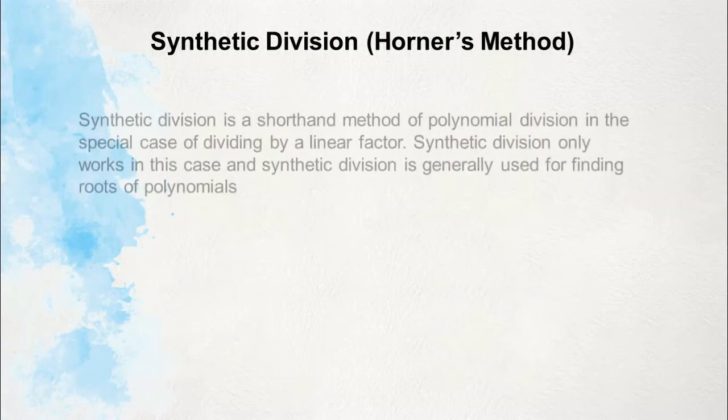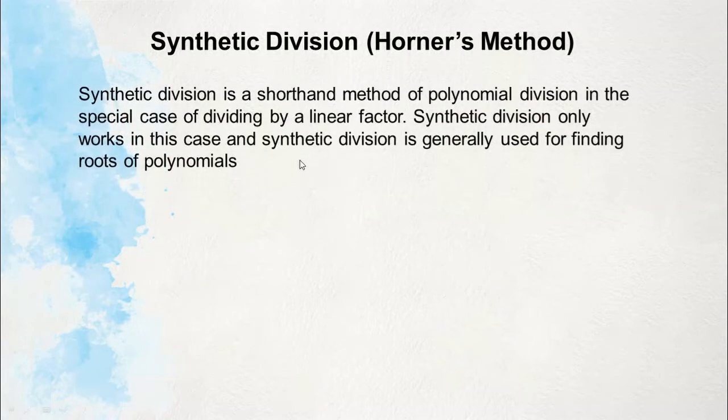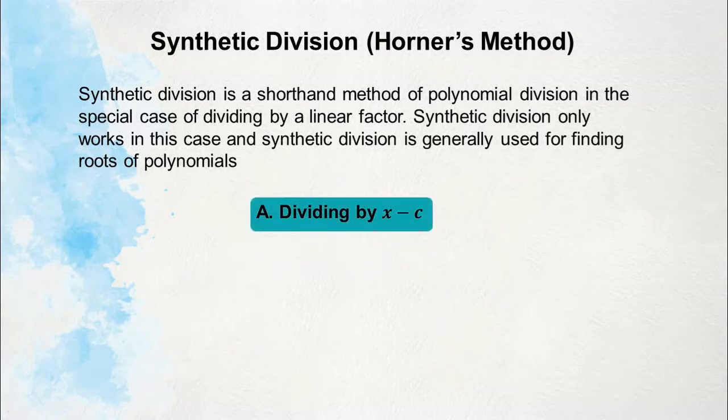Now we're talking about synthetic division, or another name, Horner's method. So it's easier to remember this way as Horner method. Synthetic division is a shorthand method of polynomial division in the special case of dividing by a linear factor. Synthetic division only works in this case, and it is generally used for finding roots of polynomials. Okay, the synthetic division, or Horner method, is divided into two: the first is dividing by x minus c, and then the second is dividing by ax plus b.